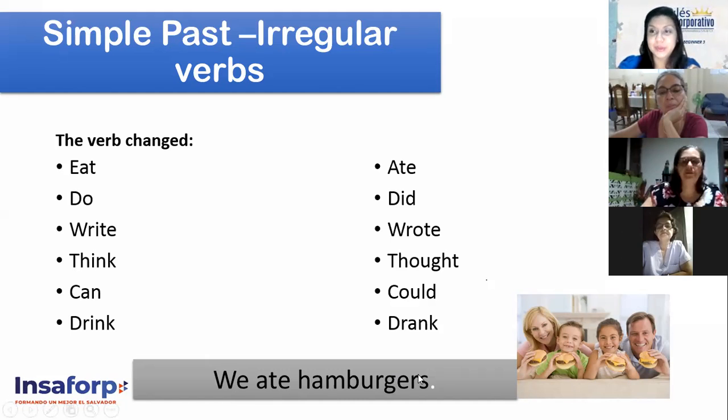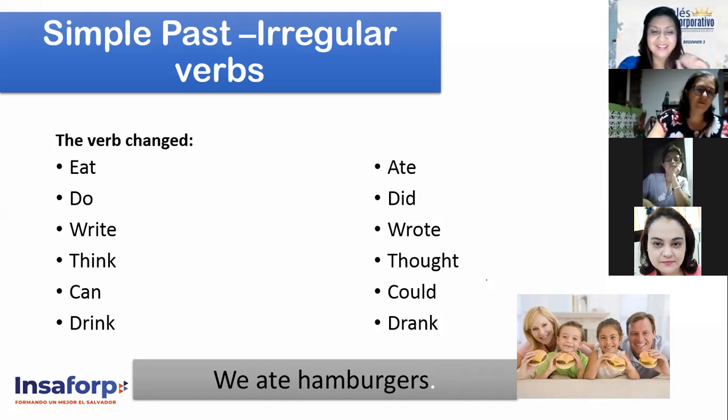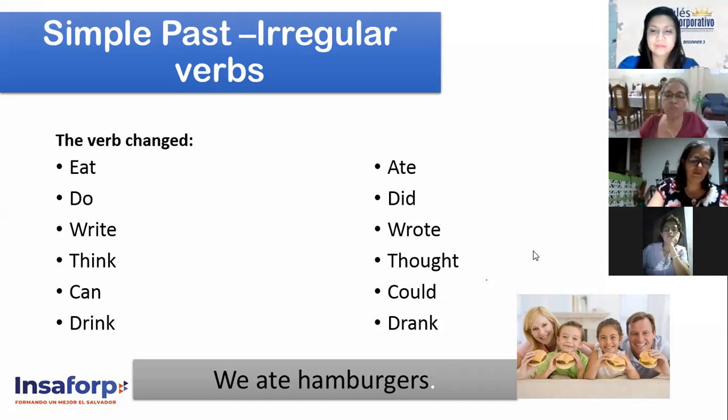And I put this example here. We ate hamburgers. ¿Cómo dice ahí? We ate hamburgers. We didn't eat pasta. We ate hamburgers. You can see the family. They ate hamburgers. We drank soda. They didn't drink tea.